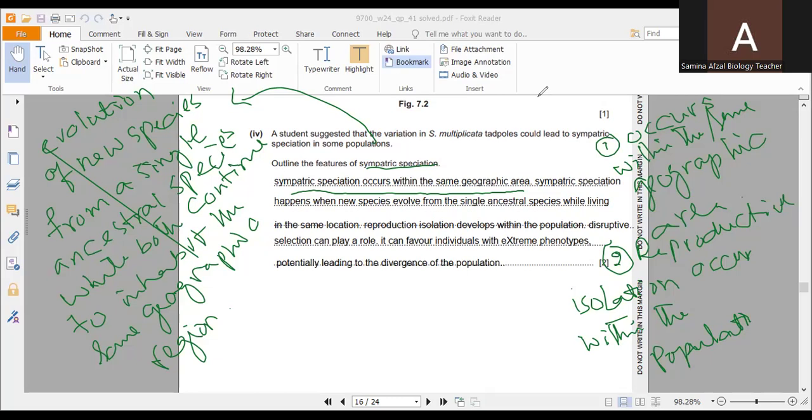When they adapt or occupy different habitats due to differentiation in habitats, they use the other resources within the same area.